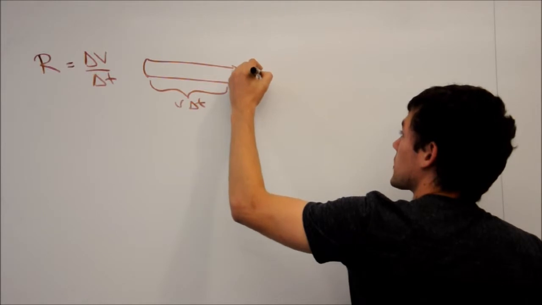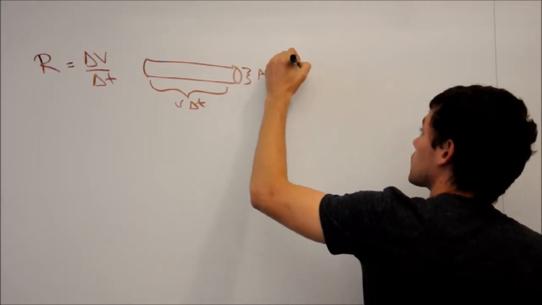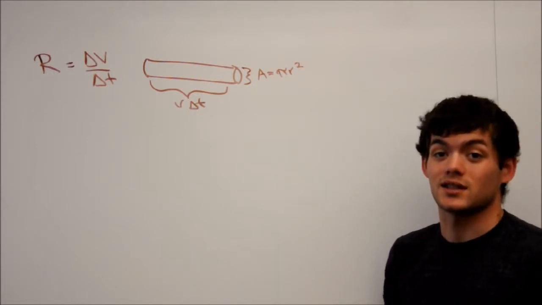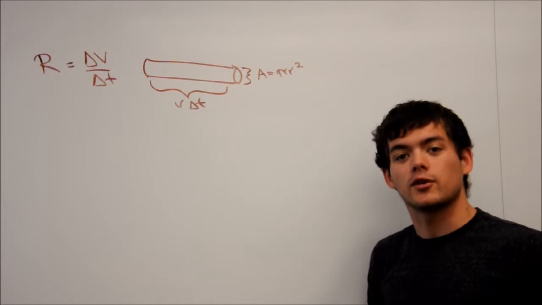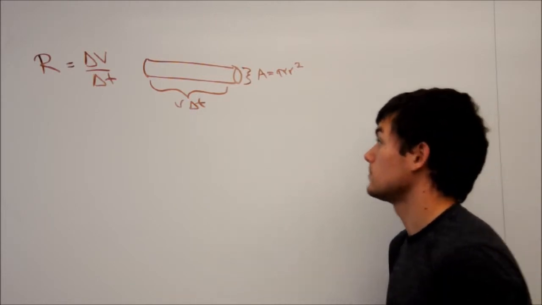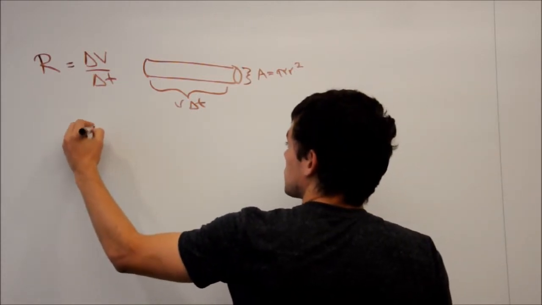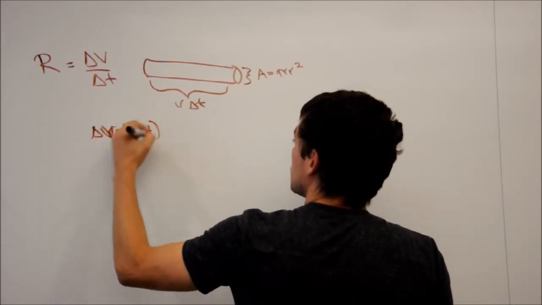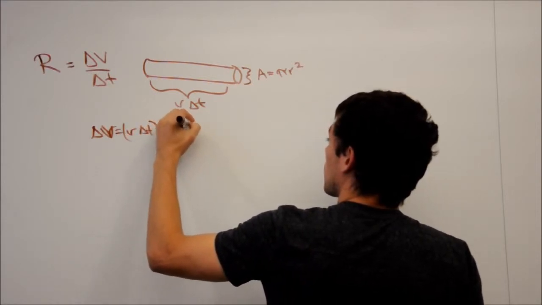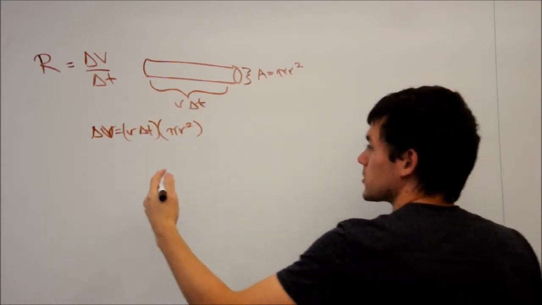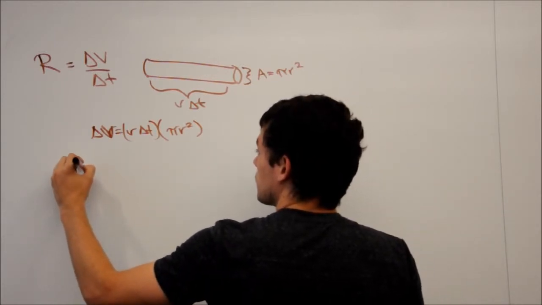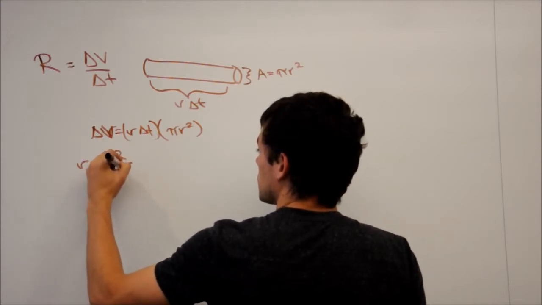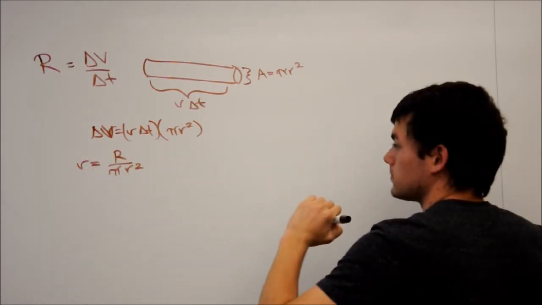And it's going to have cross-sectional area A equals pi r squared, where r is the radius as the water leaves the tube. So that's going to be the radius of the nozzle itself. As it turns out, although we're given the diameter of the fire hose, that's not actually important for the problem. So this gives us delta V equals little v delta T times pi r squared. Rearranging this and dividing by delta T, we can get v equals R over pi r squared.